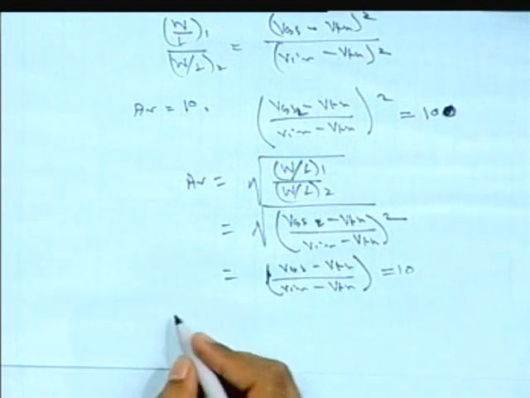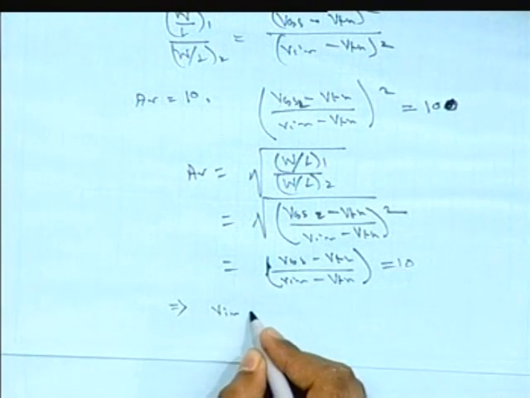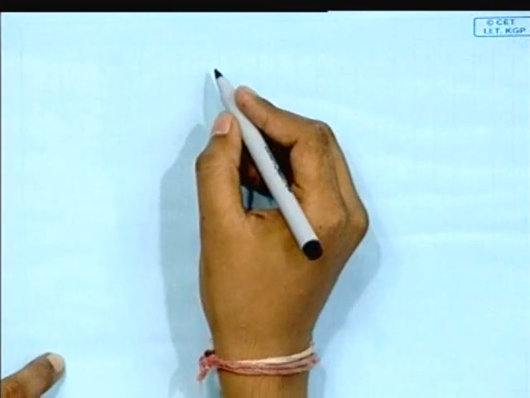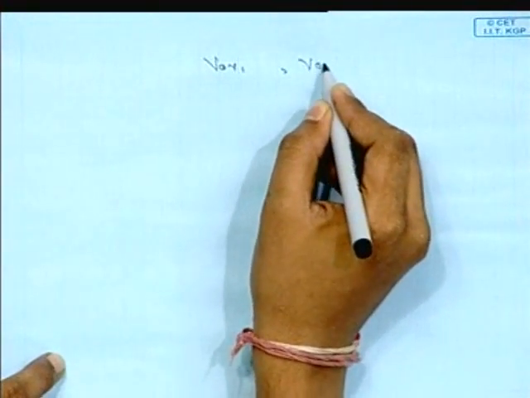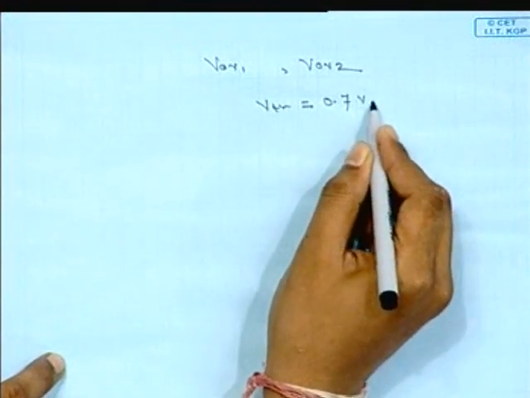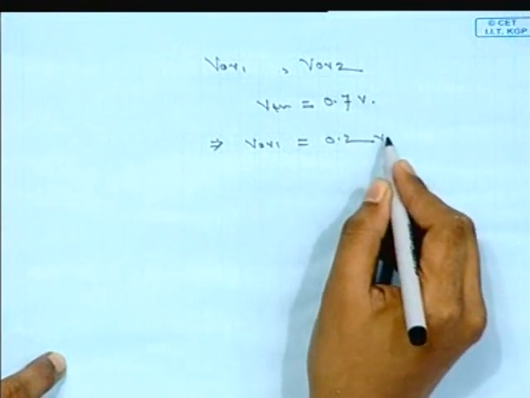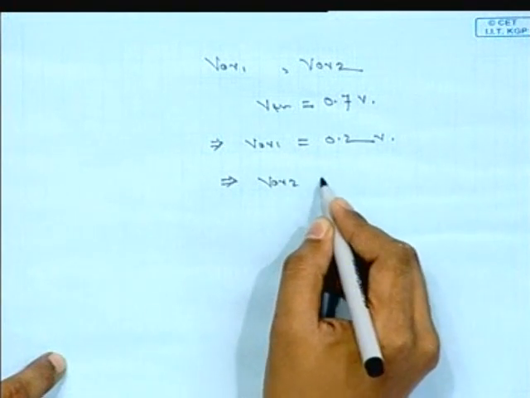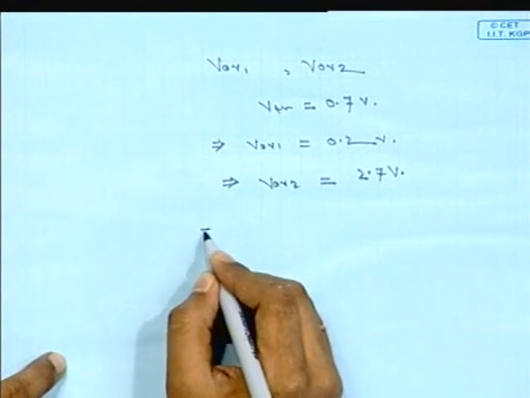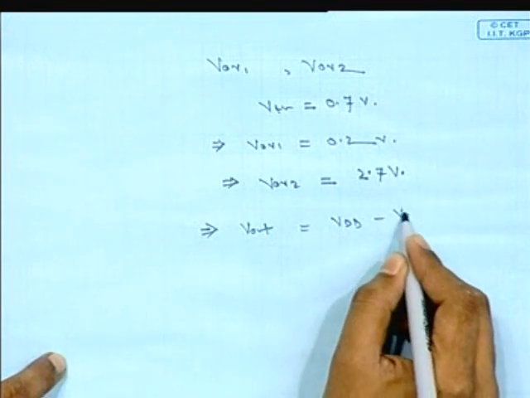Now take a given MOS. Vin minus VTH is the overdrive voltage of that particular lower device, that is the lower MOS, VOV1, and the upper one is VOV2, and the threshold voltage, take it as 0.7 volt. If VOV1 is around 0.2 volt, then what will be VOV2? It is nothing but 2.7 volt. Now what will be the output voltage at the DC operating point? It is VDD minus VOV2.